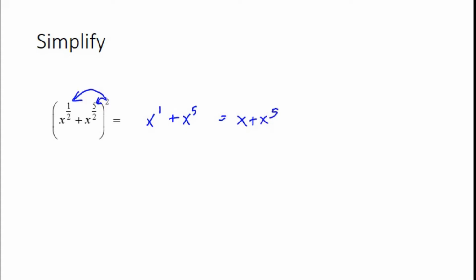So this is wrong. Please, please do not do this in calculus. This is completely wrong. So we can't do that because of the fact that we're adding here. So we have to have either multiplication or division in order to do what we just did. So addition or subtraction, this is not going to work.